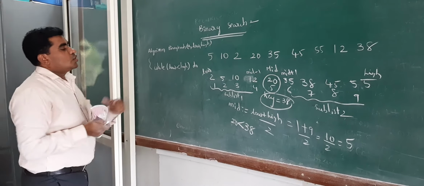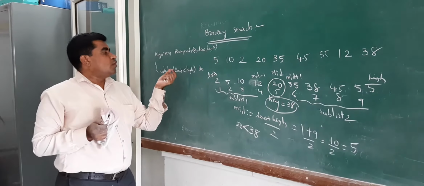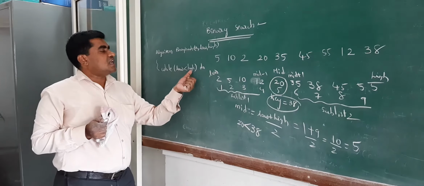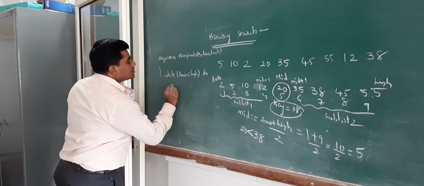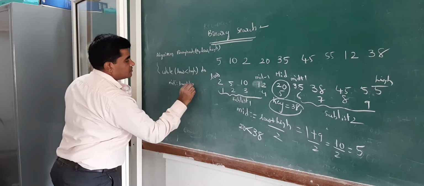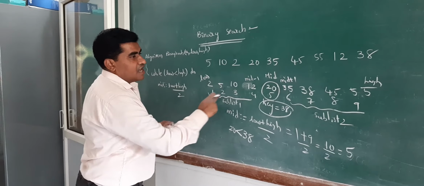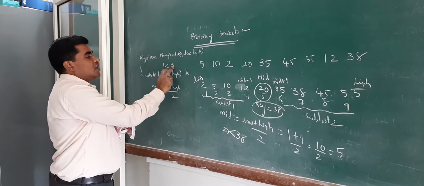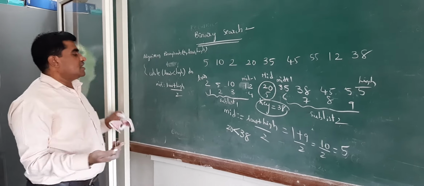What is the meaning of low less than high? We have more than one element. If low equal to high, what is the meaning? Only one element we are having. Low less than high means we have more than one element. If we have more than one element, then mid equal to low plus high by 2. For example, low value is 1, high value is 9. So 1 less than 9 means we have more than one element. If low equal to high, only one element is there.